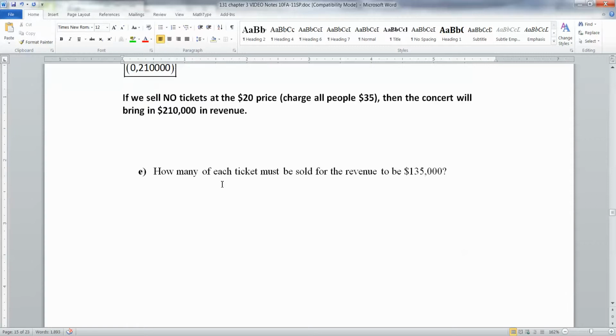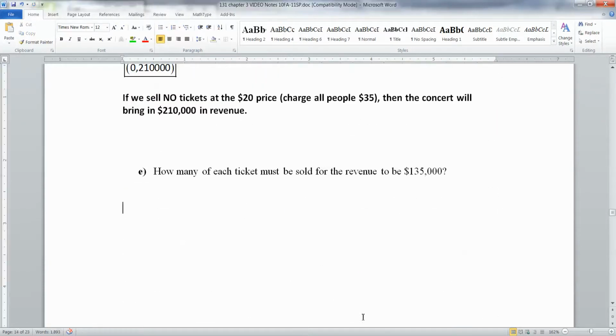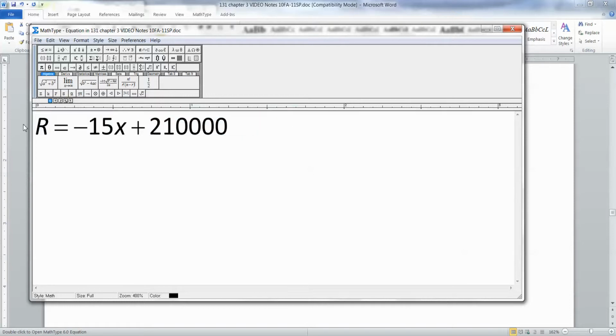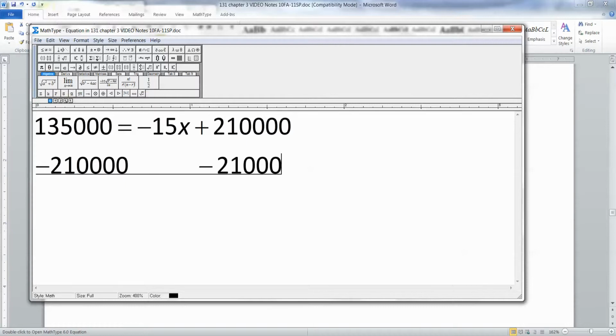All right, now how many tickets must be sold to make the revenue 135,000? So what you're going to do is take 135,000 and put it in for R. I got to pause you and do that. Hold on one sec. Right, so I set the equation equal to 135,000. So where there was R, I now put in 135,000. And then you have to solve this for X, right? So you're going to subtract 210,000, and then you're going to divide by negative 15, right?